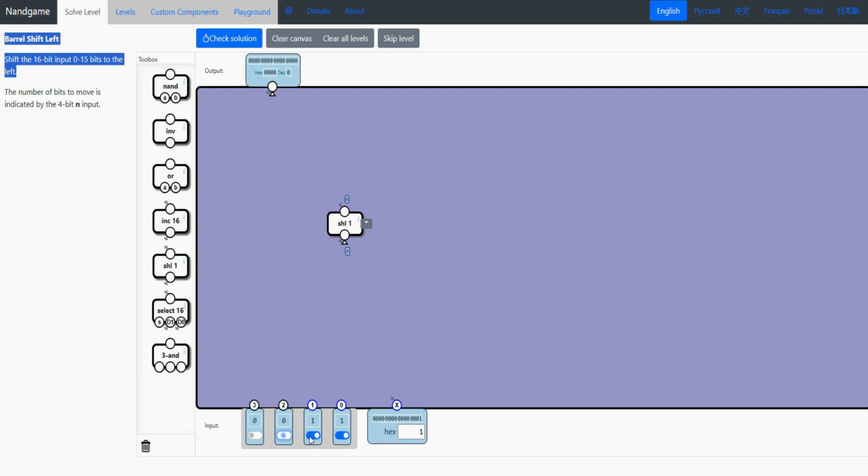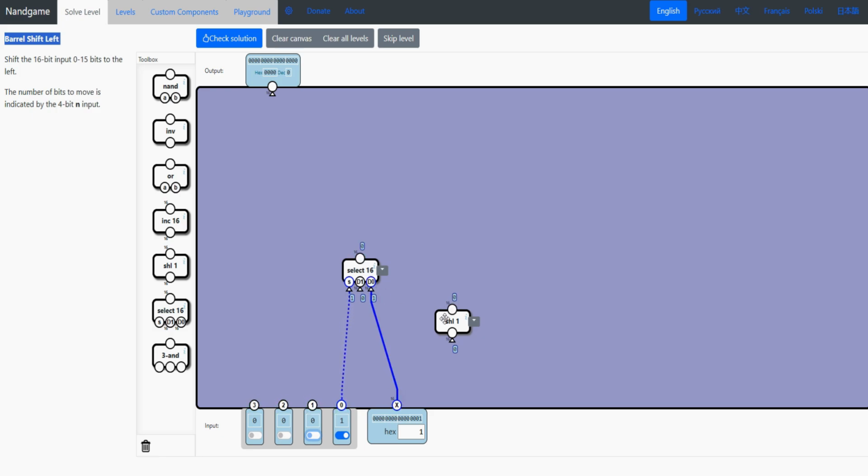So let's start with the case where we want to shift it over just once. And it should be pretty simple because we have a shift left 1 right here, and we can bring in a select. So we can say if this is on 0, we want it just to have the X value. We hook that up to D0, and if it's set to 1, we want to shift the X value by 1. So we hook our shift up to the X value and hook that up to D1.